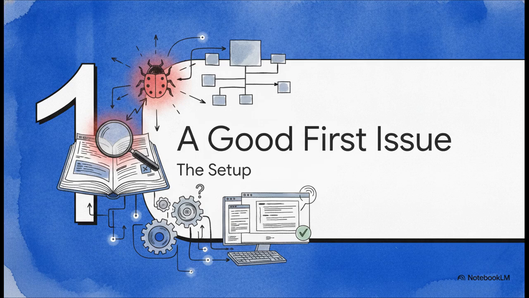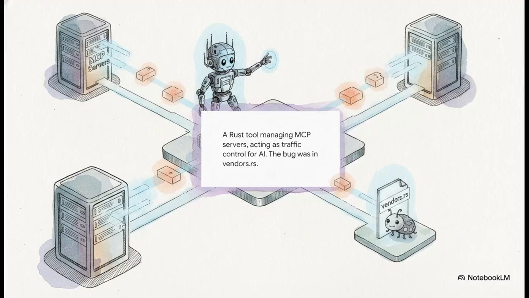Section 1. A good first issue. So, the project at the center of our explainer today is called Toolport. You can think of it as a sort of traffic control system for AI tools. It manages Model Context Protocol, or MCP servers, basically ensuring different services can talk to each other seamlessly. The bug itself lived in a really small, super approachable file called vendors.rs, all confined within a single function. It was small enough to be digestible, but real enough to actually matter in production.